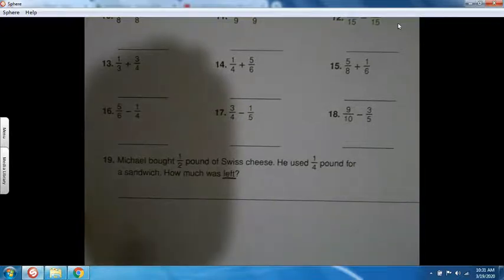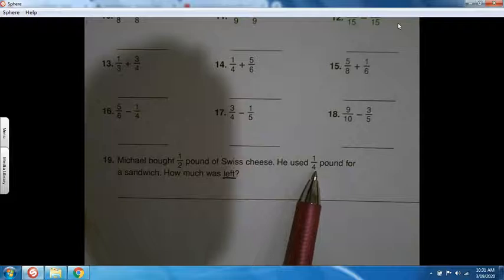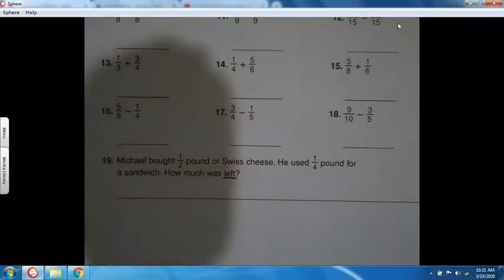Okay, so you're going to end up subtracting these because this is what is left over. Not how much total he had, but because he ate a quarter pound of Swiss cheese on his sandwich. Okay, that's gross. All right, so we set it up.